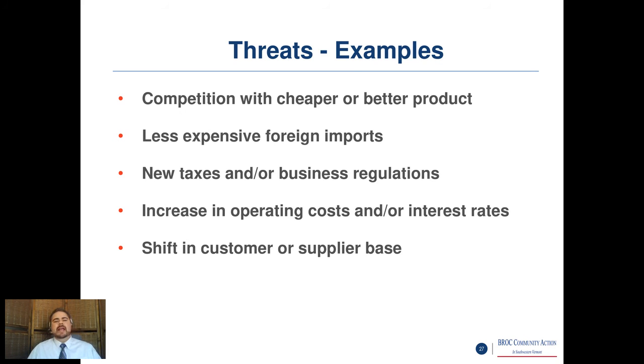So example, it could be a competition with a cheaper or better product. Less expensive foreign imports. So maybe you're designing handcrafted products made in Vermont, but there can be competition from foreign imports that are able to provide that cheaper. New taxes or business regulations. So thankfully, there hasn't been a lot of changes here the past year, but a couple of years ago in 2016, the tax structure changed dramatically for small businesses. So it's really important that those things could be a major threat when looking at the business.